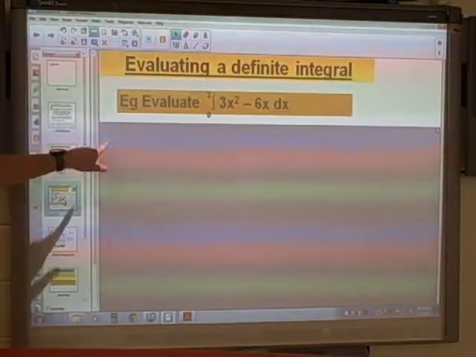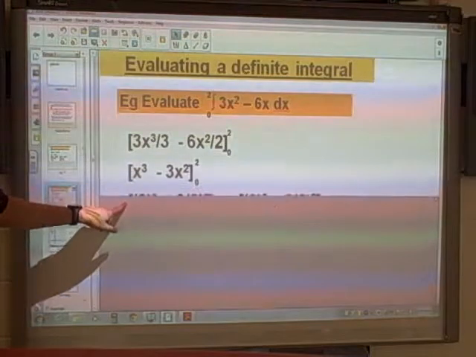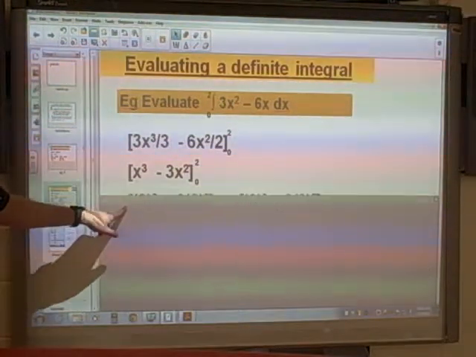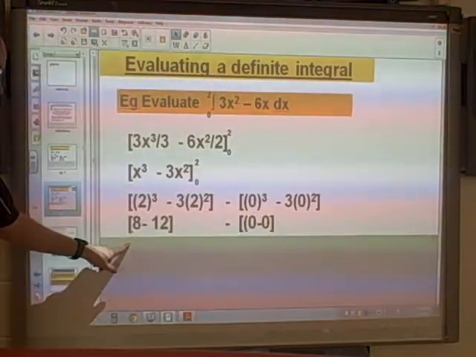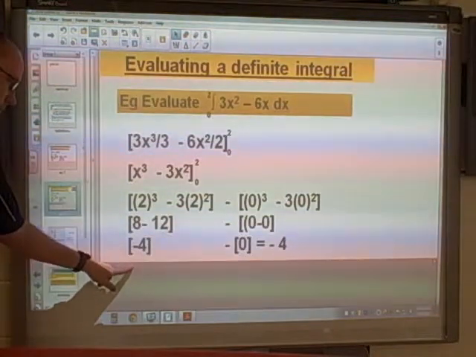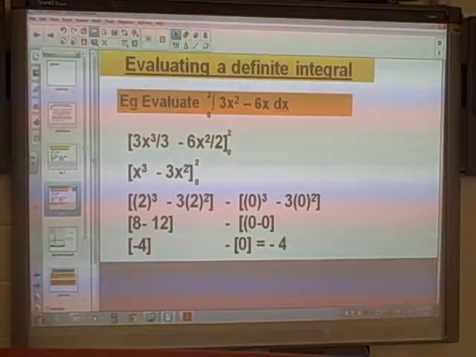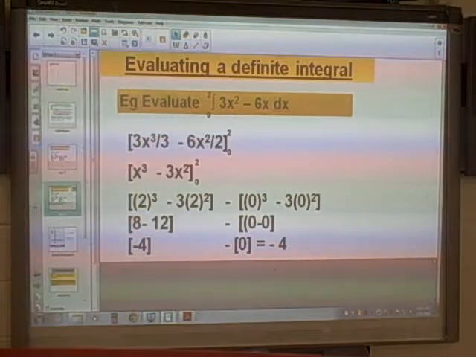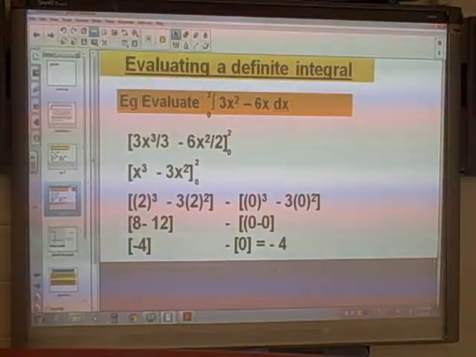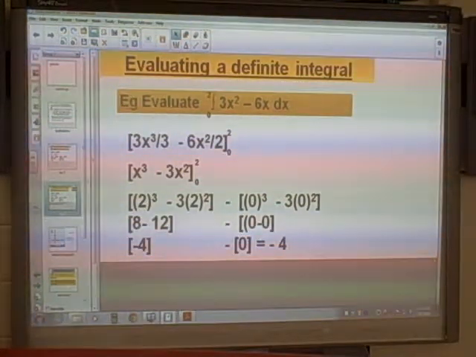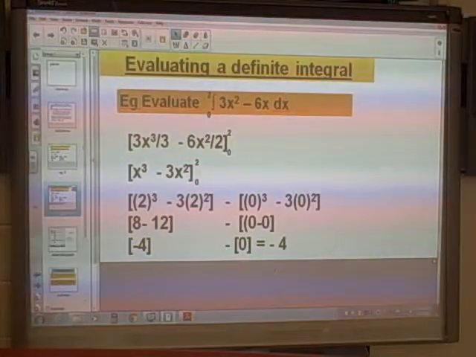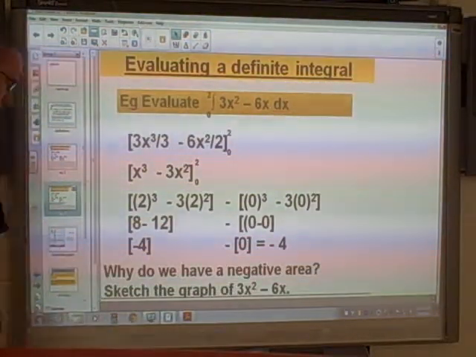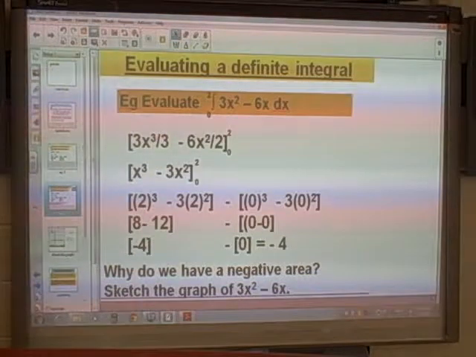Now, same question but with different limits this time. So this time it's between 2 and 0. I'm going to skip through the first step fairly quickly because that's exactly the same. When we plug 2 in and then plug 0 in, we get this: negative 4 take away 0 equals negative 4. Now, having said that this was area, you've never come across a negative area before. So what might that actually mean? That's what this question asks: what does it mean to have a negative area?